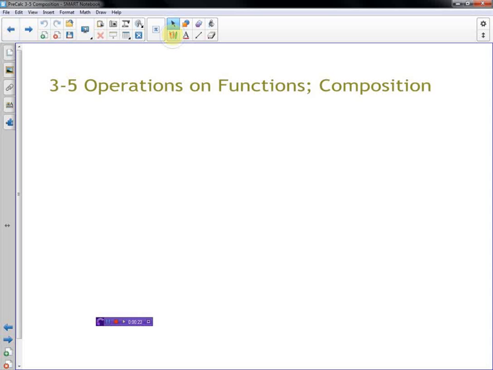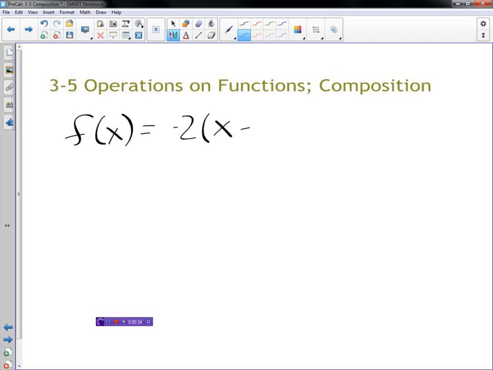For example, if we talk about f of x is equal to, we'll use a quadratic in vertex form, x minus 2 squared plus 7. Okay, so there's operations in that function, right? So this is f of x, and it's got some subtraction, it's got a square going on, there's some addition, some multiplication here, right? So there's some operations going on there.